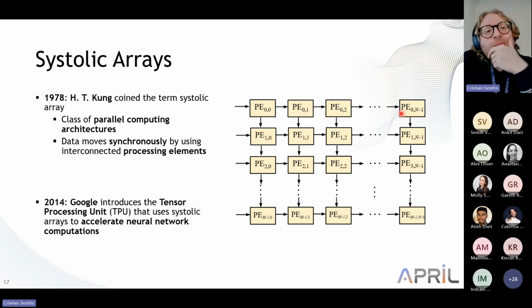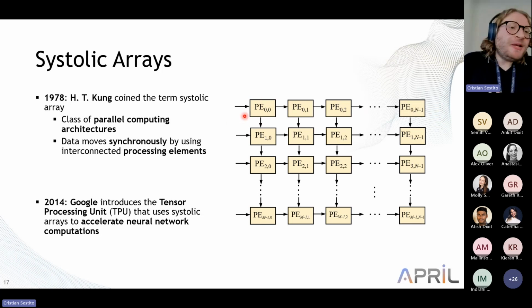The systolic array concept is quite old. It dates back to 1978, when Kung coined the term systolic array, which is basically a class of parallel computing architecture where the data move synchronously through processing elements that are interconnected with each other. As you can see in this example figure, we have data that may move horizontally, but also vertically. So each processing element is able to share data with its neighborhood in two different directions.